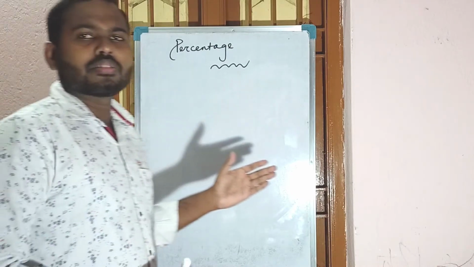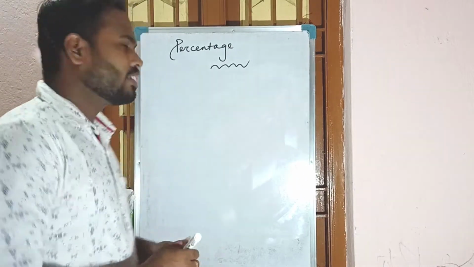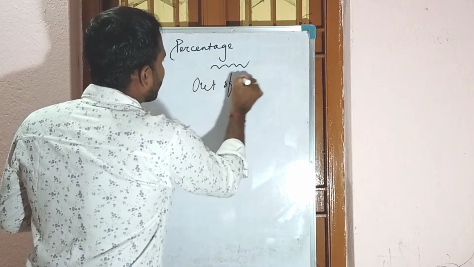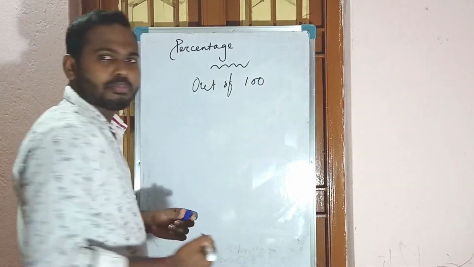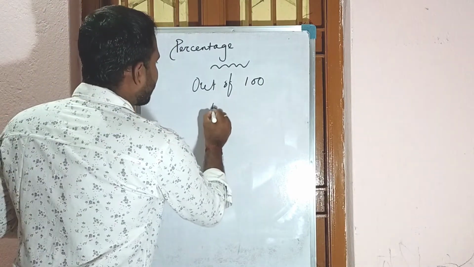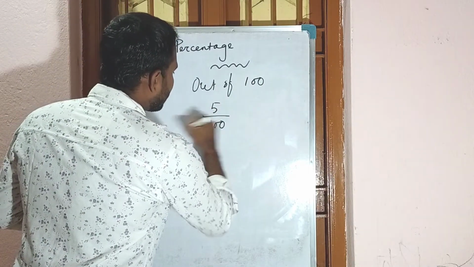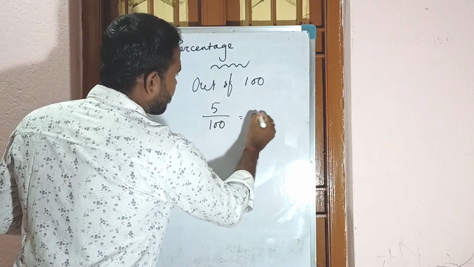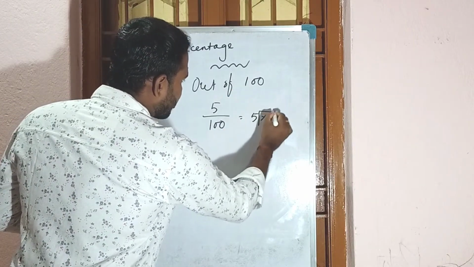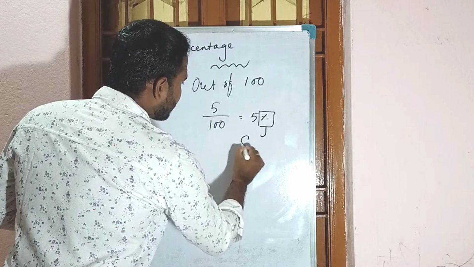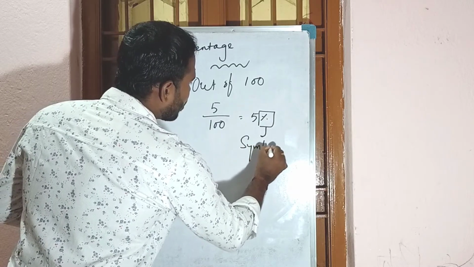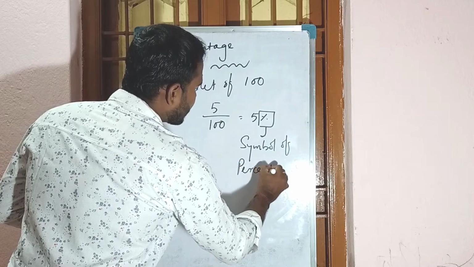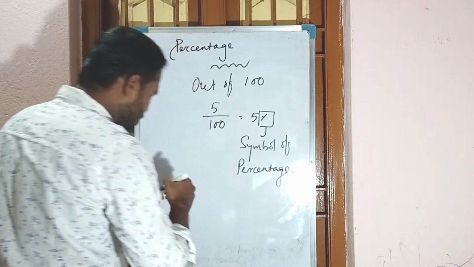Actually, percentage means out of hundred. Simply, we can call it out of 100. Suppose I am writing 5 by 100. That means 5 out of 100, so I can easily write 5%. And this is the symbol of percentage.